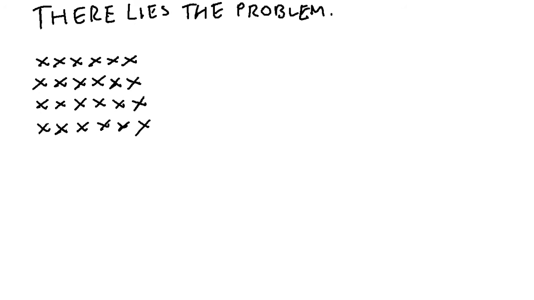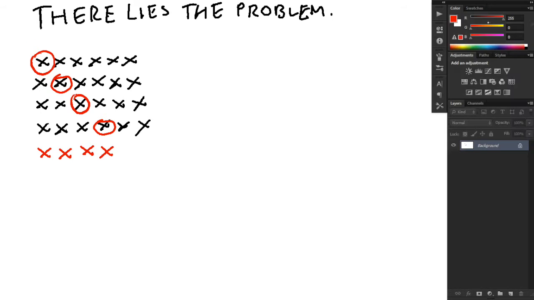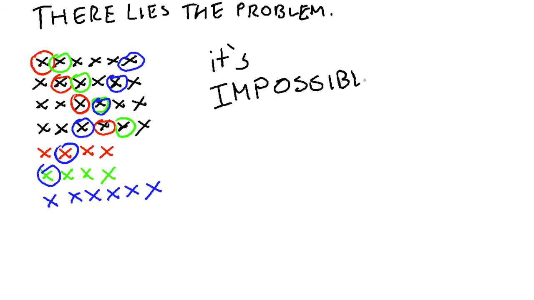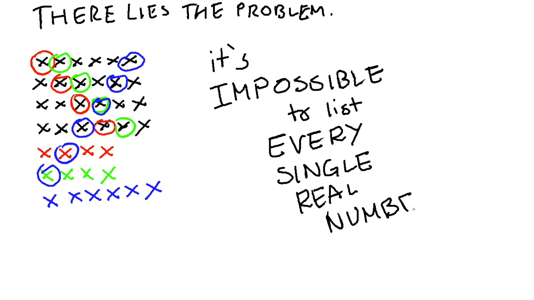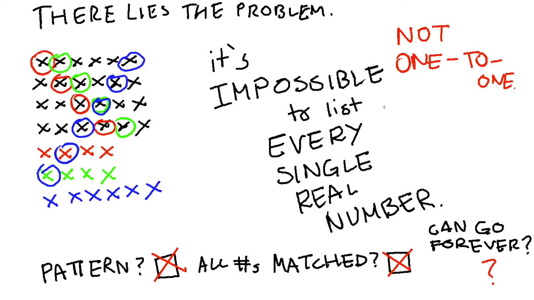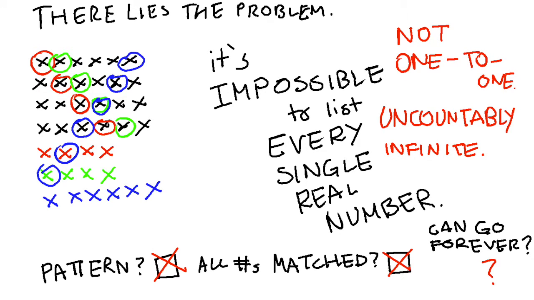No matter how sure we are that we have hit every single real number, there's always one number that we've missed. If we're sure that number was the last one, there's always more, and another, and another. The set of real numbers isn't just infinite, it's uncountably infinite.